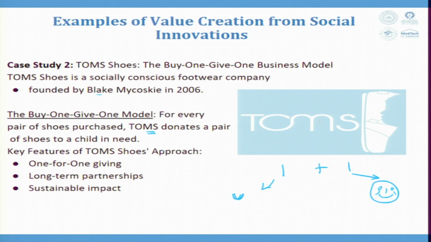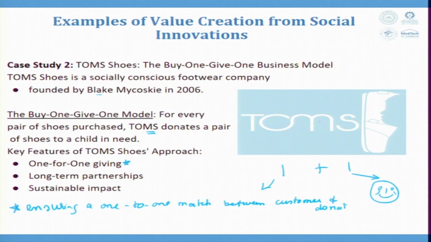The key feature of Tom's shoe approach is buy one shoe. This ensures a one to one match between a customer who buys it and the company who donates it to a person. The next one talks about long term partnership.